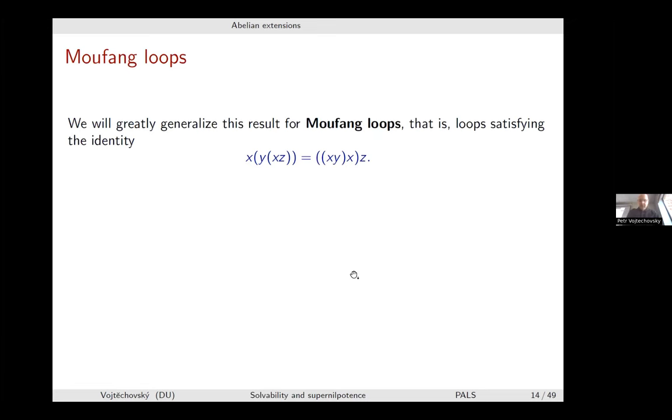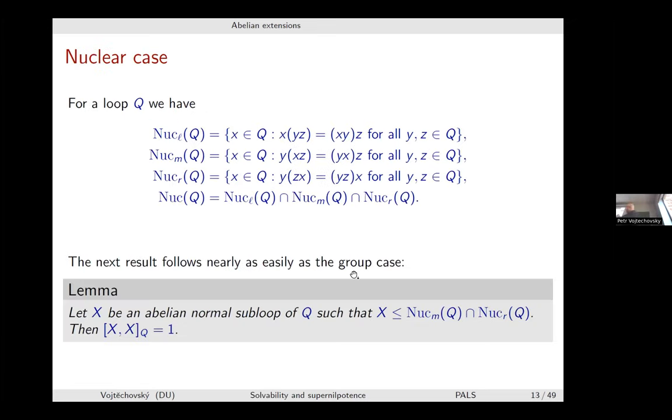I'm sorry, I want to go back. And the lemma we have just seen for groups can be modified relatively easily to go through as long as your normal abelian subloop is contained in the, let's say, middle and right nucleus. Okay, so then it turns out that all the calculations we have done will go through with a slight modification, no problem. So as long as you are living inside a nucleus, or even a little bit weaker, in just the intersection of these two nuclei, then it will induce an abelian congruence.